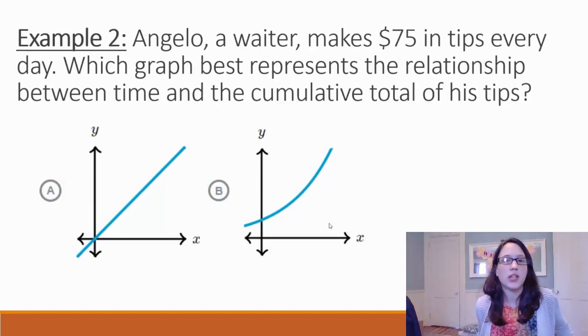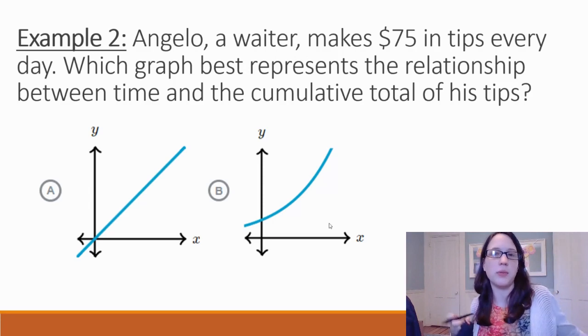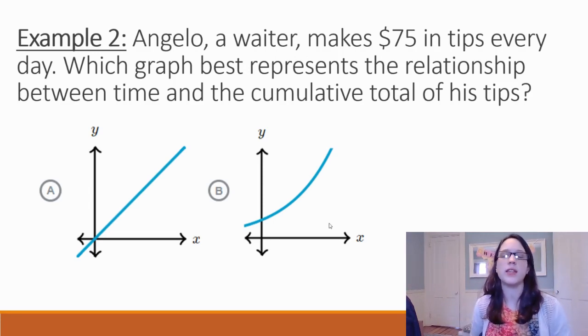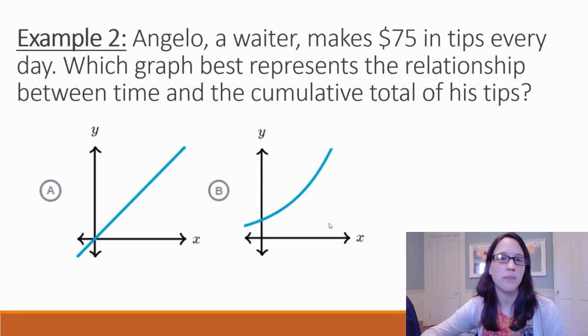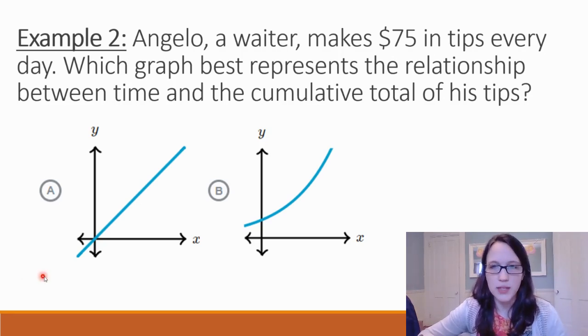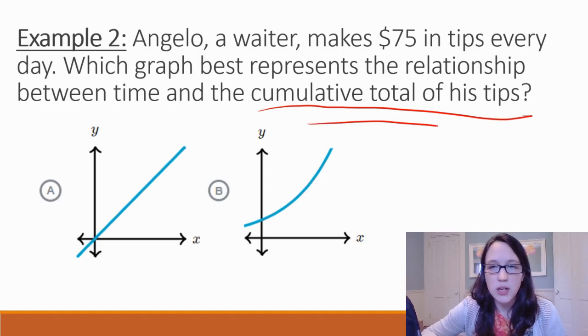All right, let's look at a different type of example. So in this one, it says Angela, who is now a waiter. Angela, you would make a good waiter, by the way, makes $75 in tips every day. Which graph best represents the relationship between time and the cumulative total of his tips? All right, so cumulative total of his tips. So basically how much he has made total in tips.